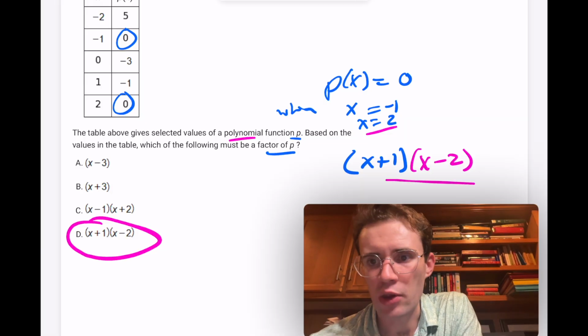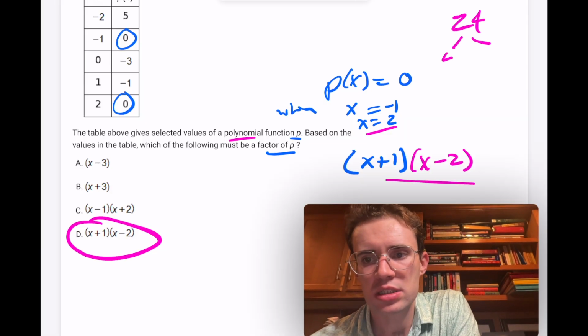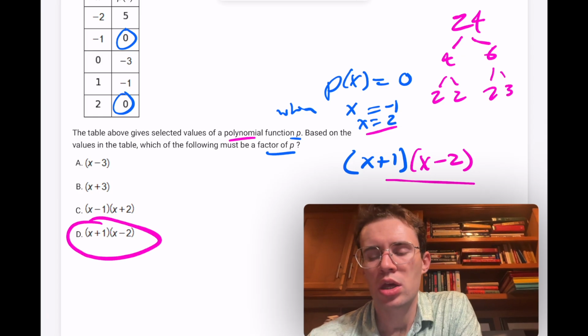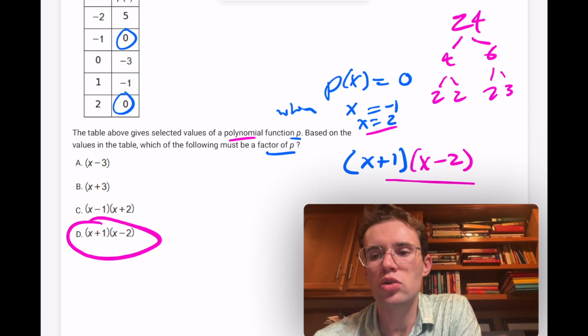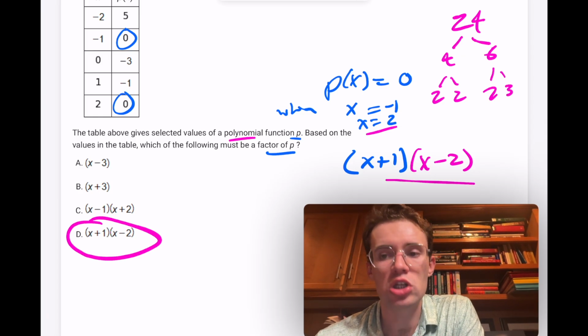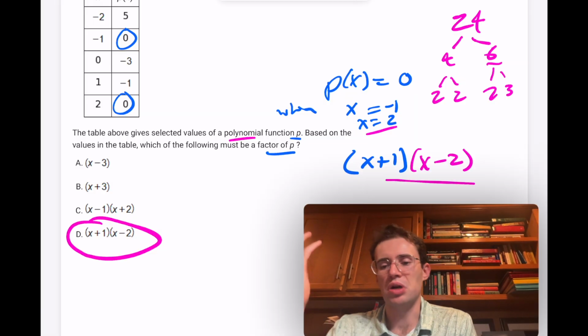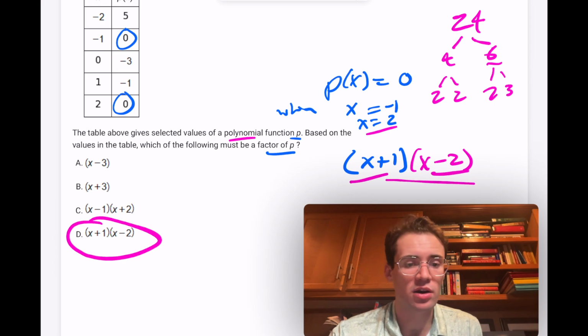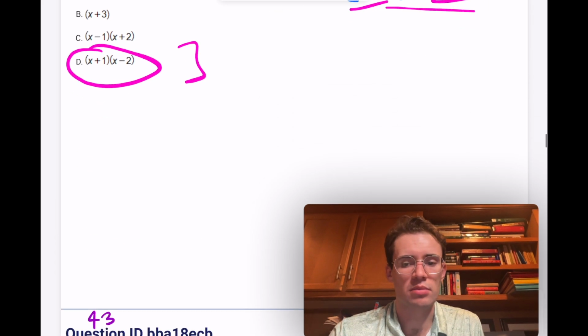Think about, say, 24, that's 4 times 6, which is 2 times 2 and 2 times 3. So you could say 2 and 3 are both factors, but also 2 times 3, 6, is a factor. In this case, this is a factor and this is a factor, and if you multiply them together, the product of them is also a factor.